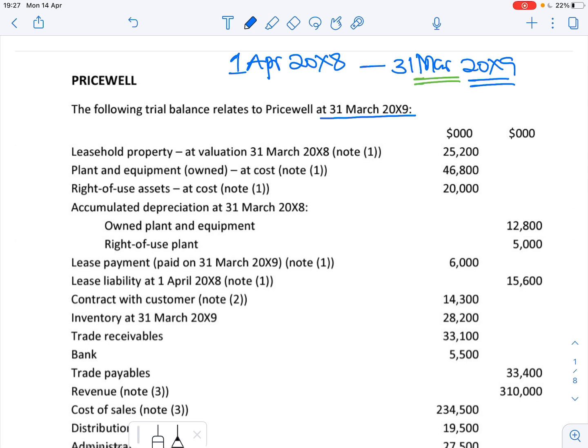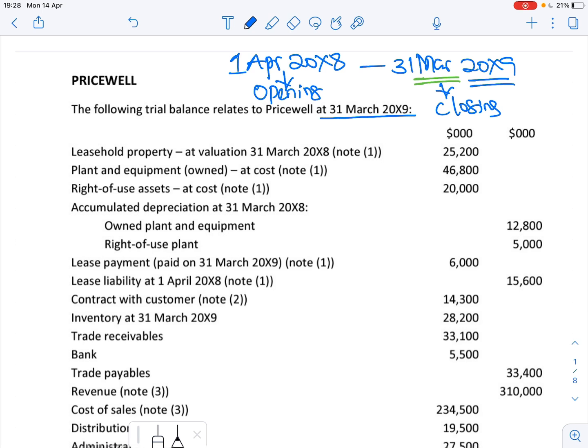Of what importance is this timeline, if you like? So this is the start of the financial year, and any figures given to us on these dates will be the opening. And then here, any figures given to us is going to be the closing. So 1st of April 20x8 is going to be the opening, and then 31st March 20x9 is going to be the closing. Okay, that's fine.